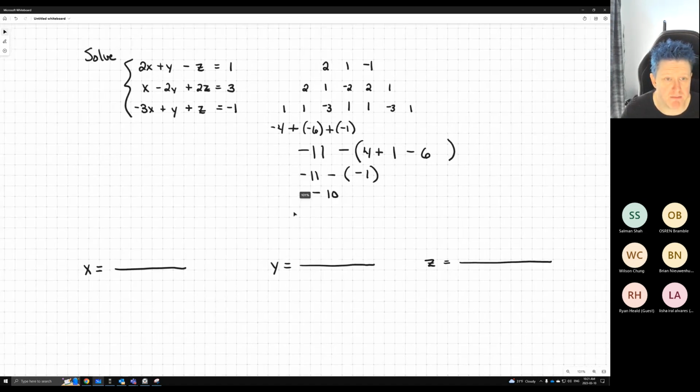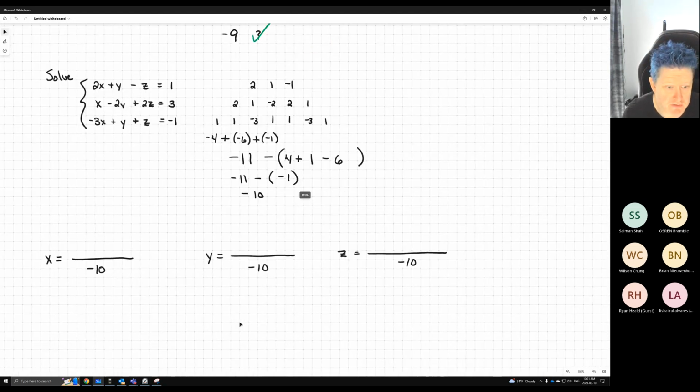Okay, that was the determinant of the del on the left-hand side. So that's my denominator for all my answers. Let's check this with the calculator to see if it's correct.